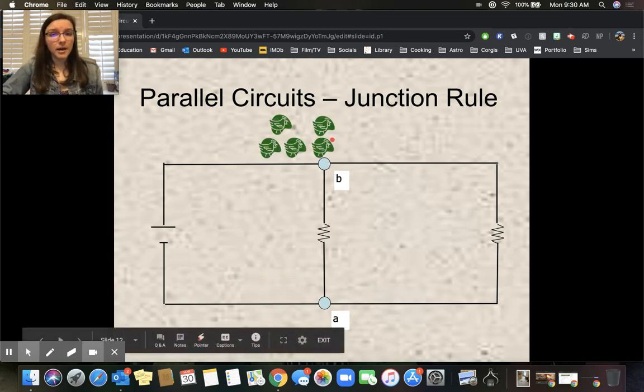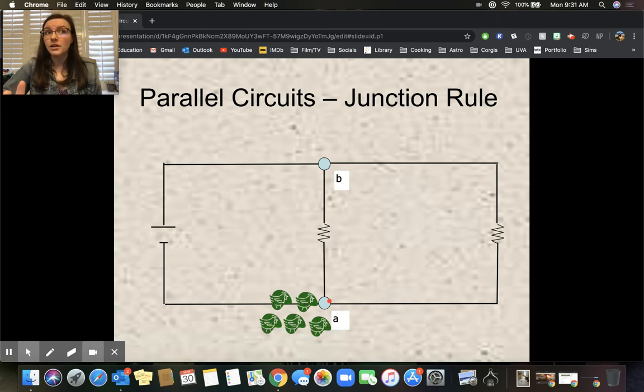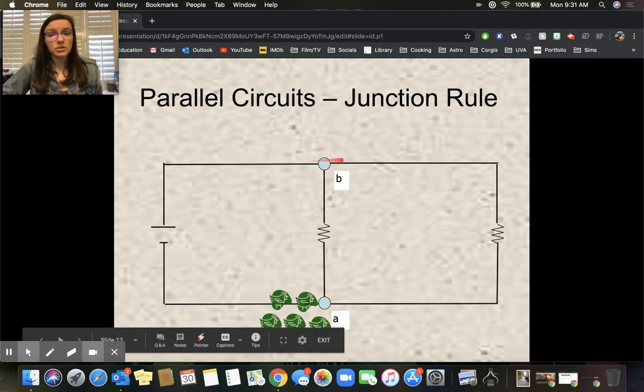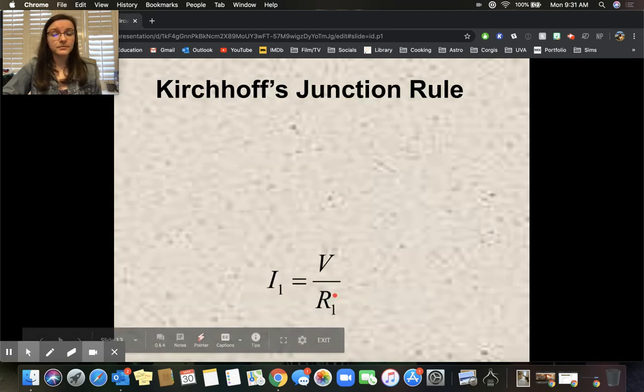Otherwise, I might have 2 go along this path, 3 go along this path. By the time they come back together, no matter how they move, I've got all 5 back here. So between points B and A, the total current doesn't change, but remember that some of them are just taking different paths to get there.